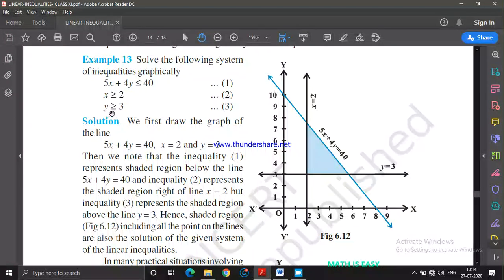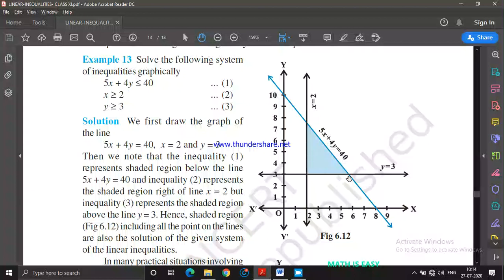Now when I say y is greater than or equal to 3, this is the y equals 3 line. Greater than means above this line. This entire thing will come. And the next one is 5x plus 4y less than or equal to 40. So this blue line will represent 5x plus 4y equals 40. Less than means it will come below. So the common area for all 3 is going to be this triangular region.